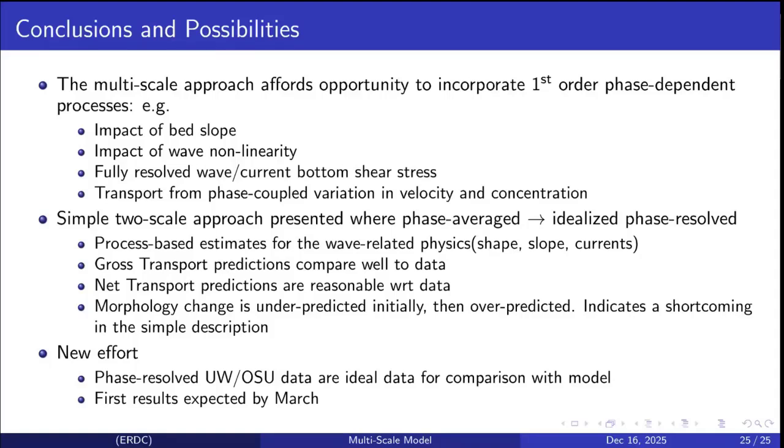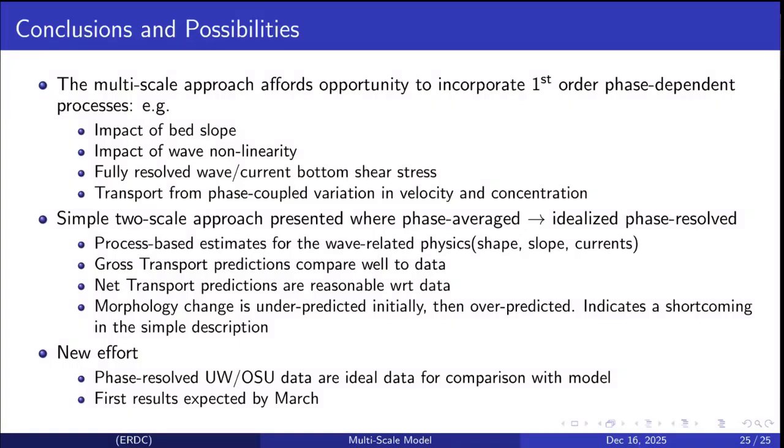The morphology change is a little bit confusing to me. It's underpredicted initially and then overpredicted. So I think this probably indicates a shortcoming in the simple description. And that problem can be either in the waves, in the way the waves are being broken, or in the statistical part of it, the eta, the free surface prediction part, or it can be in the sediment transport part of it. And that's not totally clear to me yet.